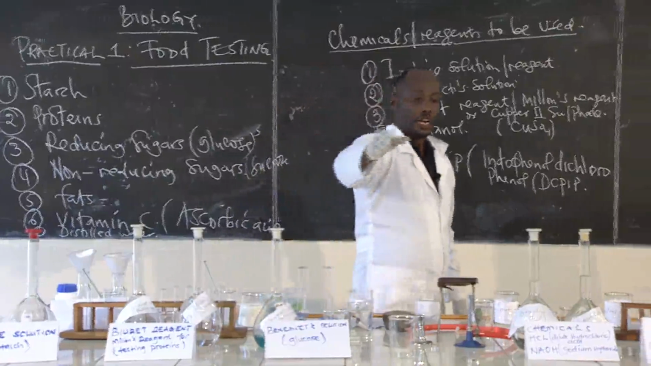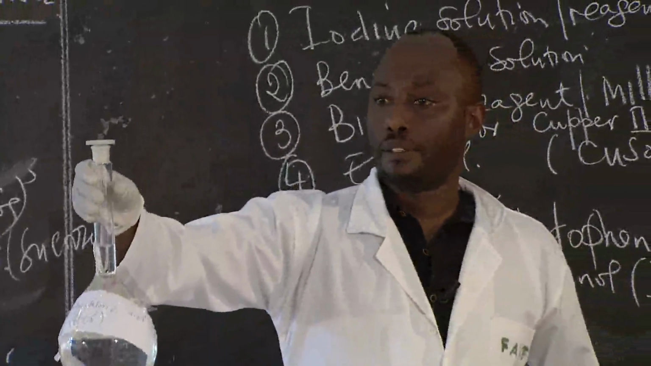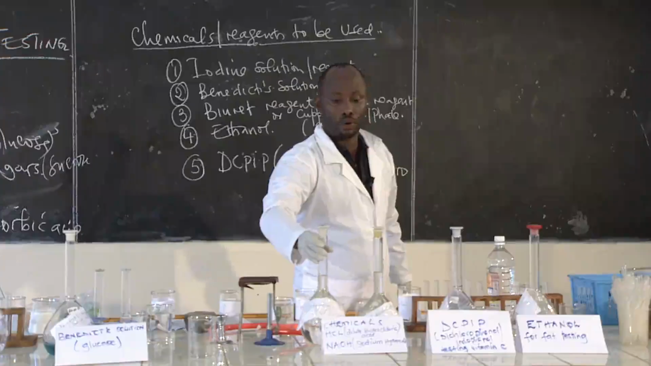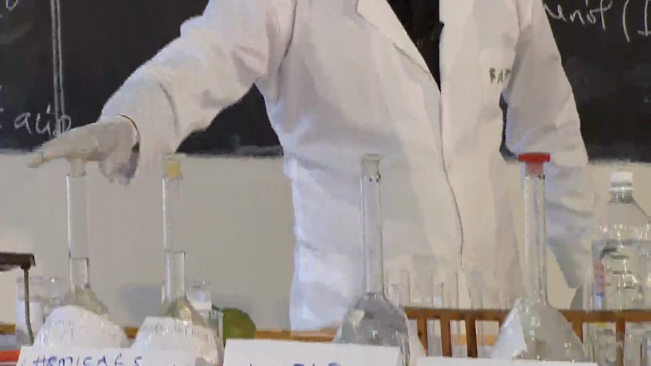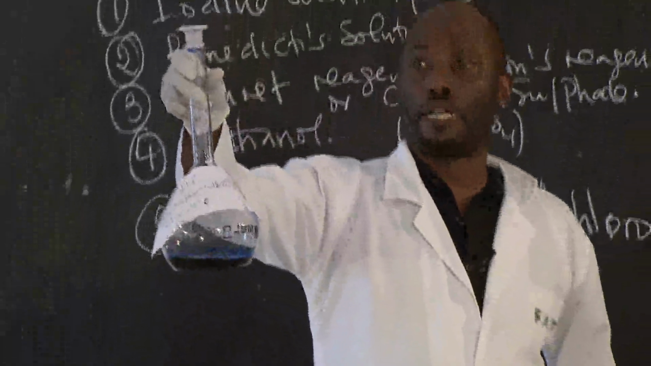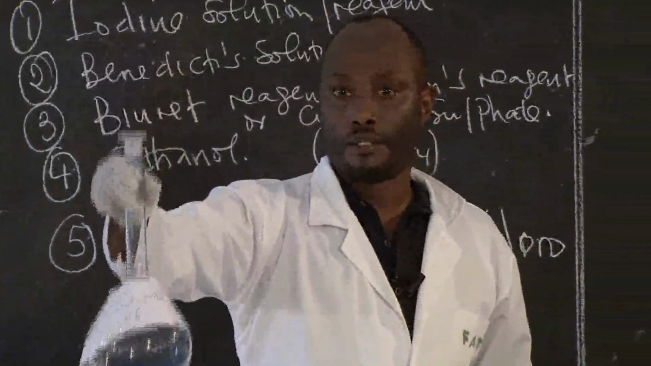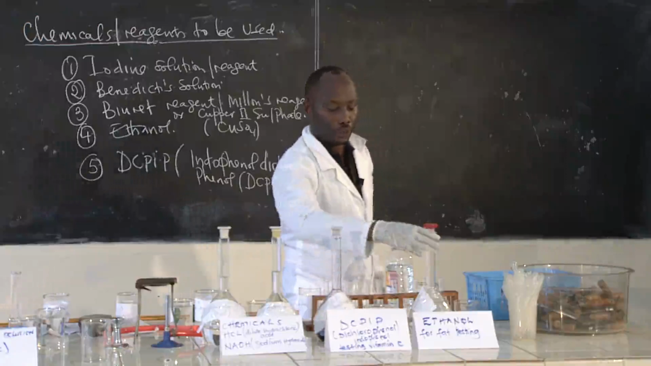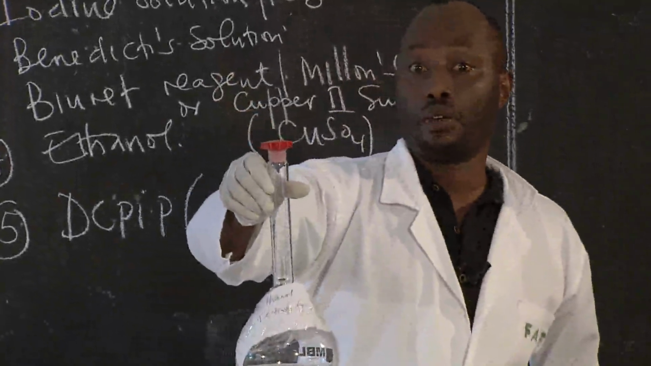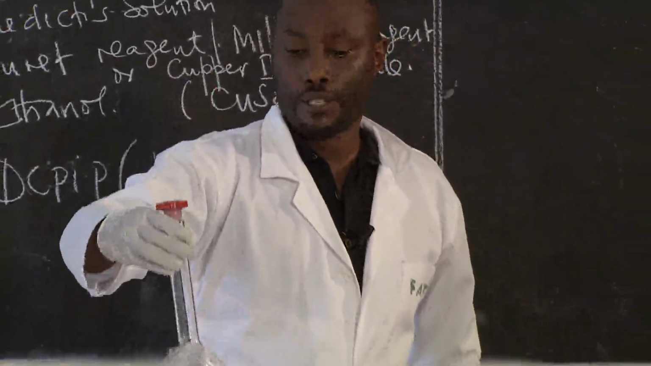Excellent. I have another chemical here, which is hydrochloric acid. I have another chemical, which is called sodium hydroxide, a base. This one is an acid, and this one is a base. I have another solution, which is called dichlorophenolindophenol. Excellent. We have the last solution, ethanol. What does ethanol do? Ethanol is used for testing fats.